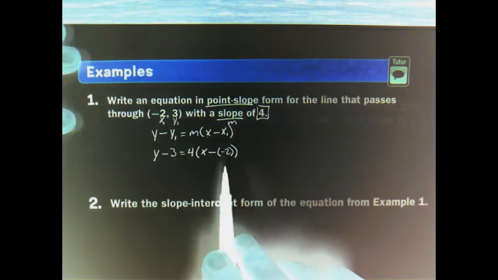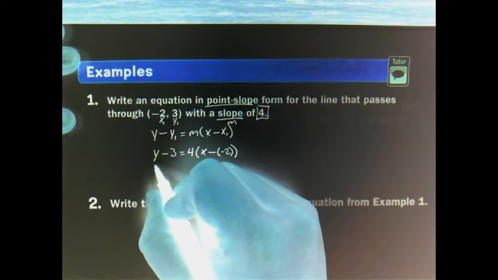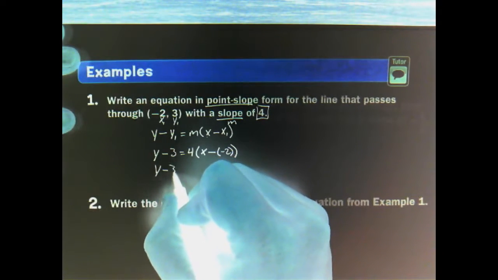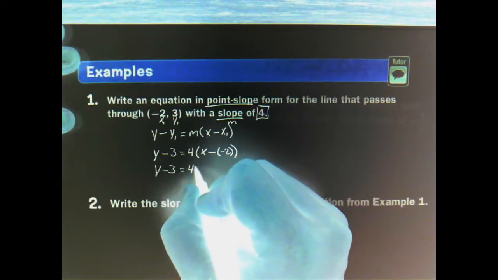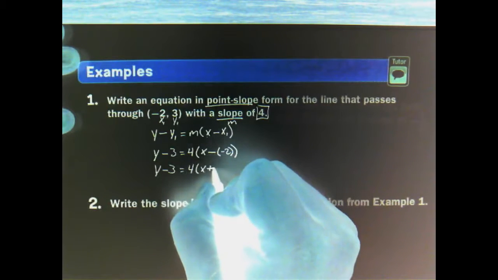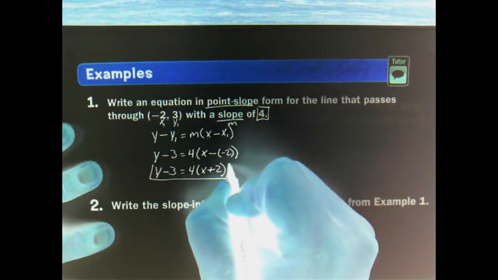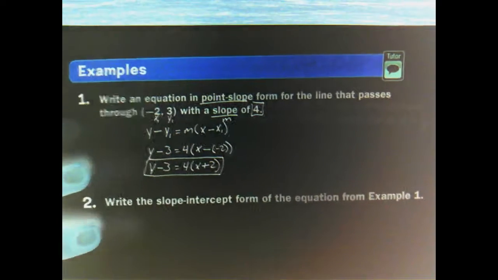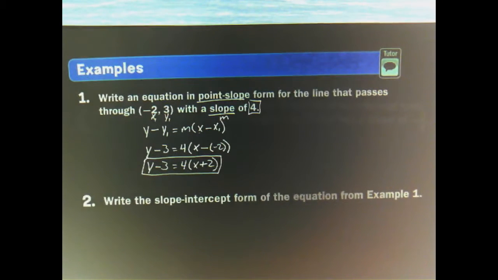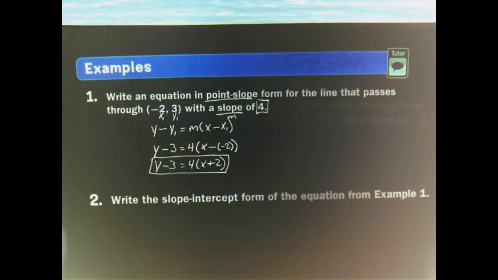If I subtract a negative, that is exactly the same as adding a positive. So I'm going to rewrite it as y minus 3 equals 4 times x plus 2. Okay, so now my equation is in point-slope form. That is my answer: y minus 3 equals 4 times the quantity x plus 2.